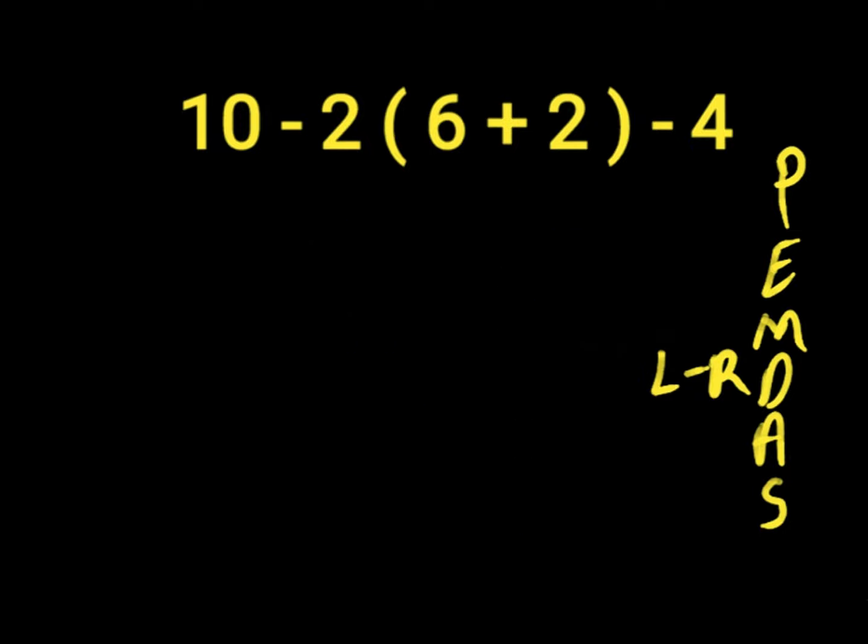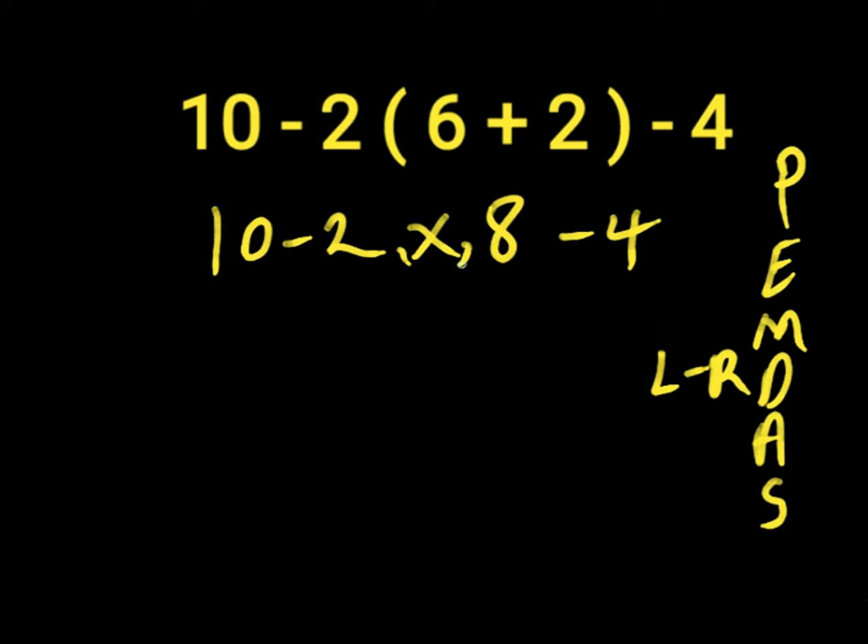First of all, we solve our parenthesis, which is 6 plus 2. 6 plus 2 will give us 8. Then we'll put down our 10 minus 2 times 8 minus 4. Remember, if a number is close to a parenthesis, know that there's a multiplication sign in between, which is this multiplication here. So first of all, solve our multiplication, which is 2 times 8.